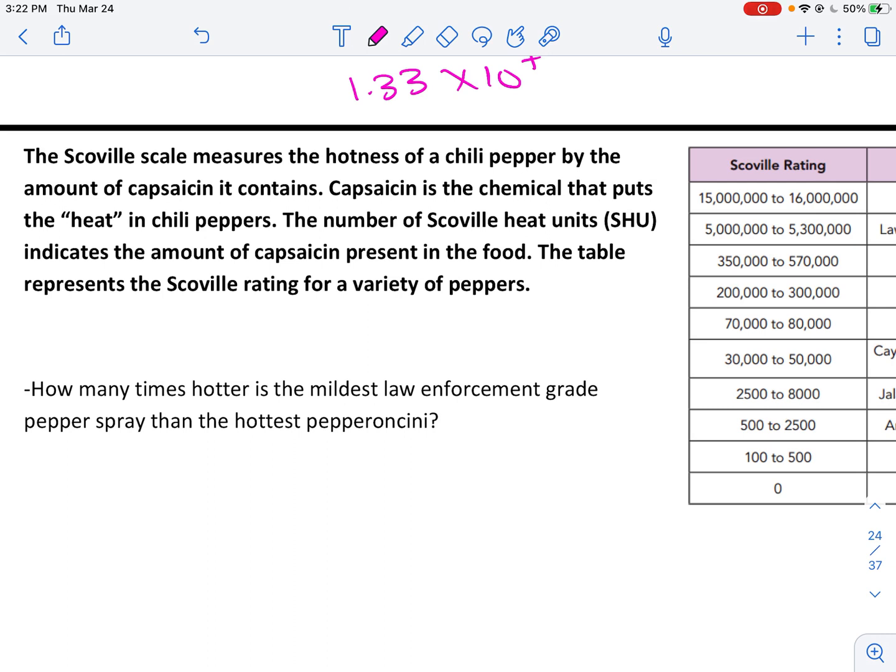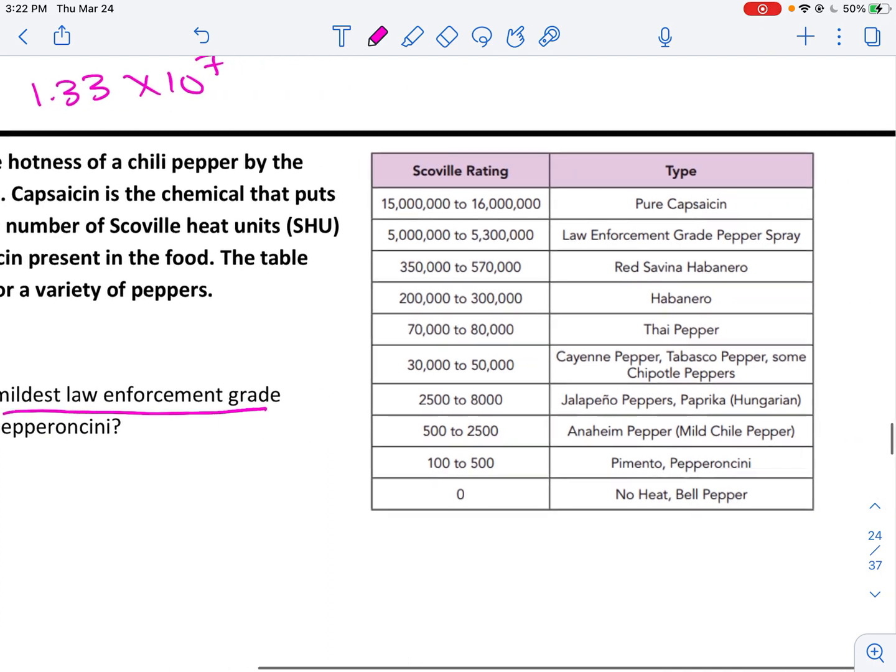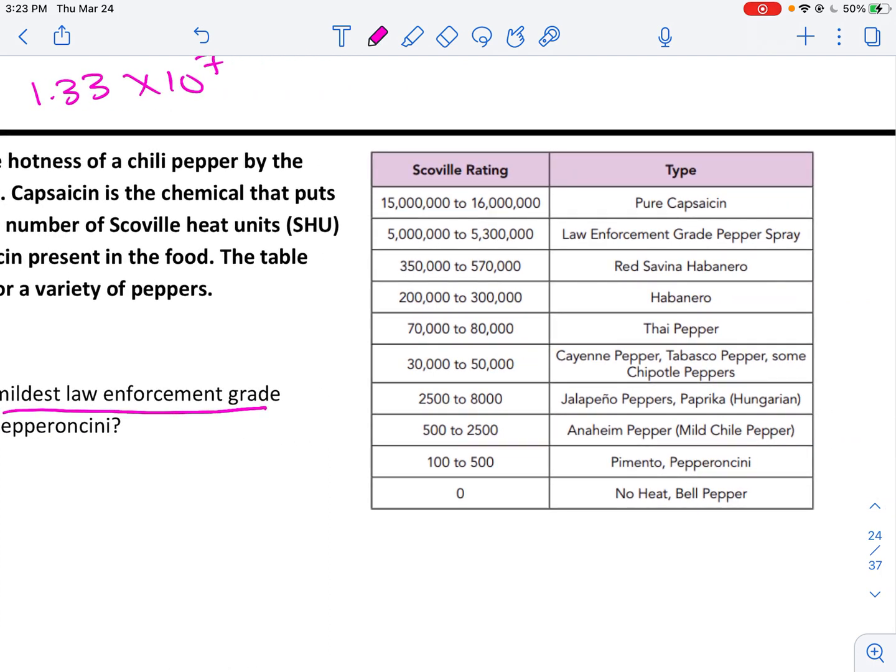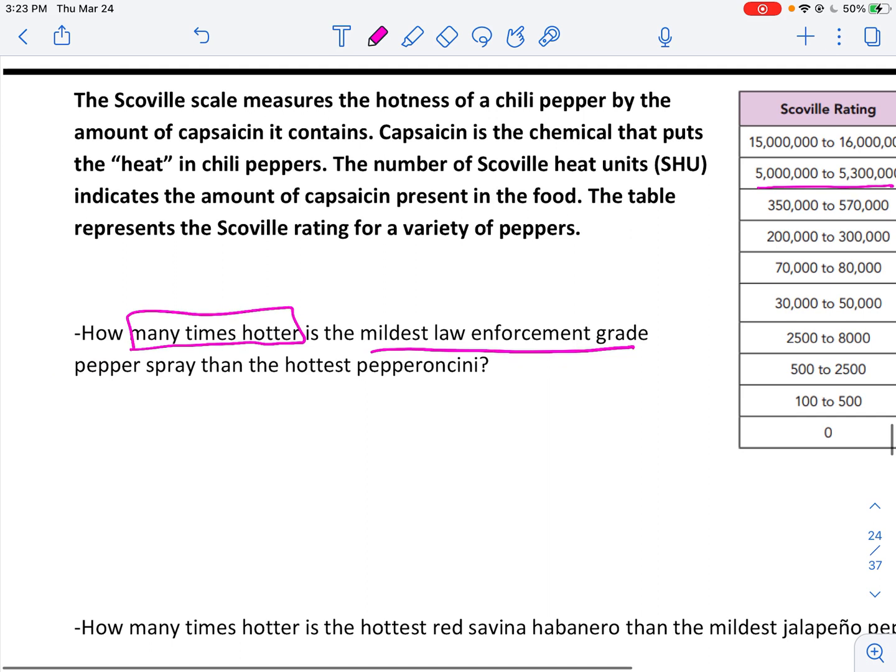Okay, so it says how many times hotter? How many times hotter? So I'm looking for the mildest law enforcement grade. So I go over here and I look down, and right here I see law enforcement. So I look next door. Which one's the bigger or the smaller of the two? Milder. So 5 million.